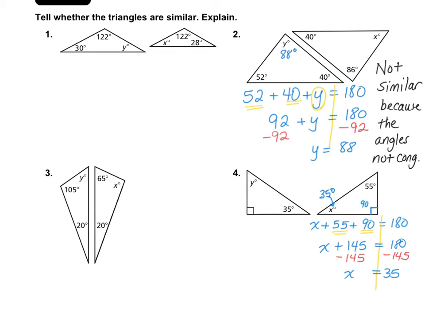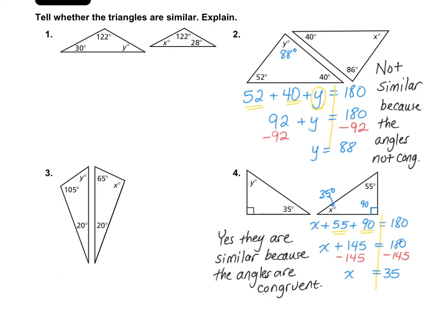All right, let's take a look. We have 90 and 90 that they share, and 35 and 35 that they share. That means that these two triangles are similar this time. So I write my answer, yes, they are similar because the angles are congruent.